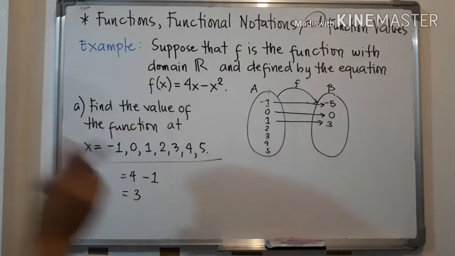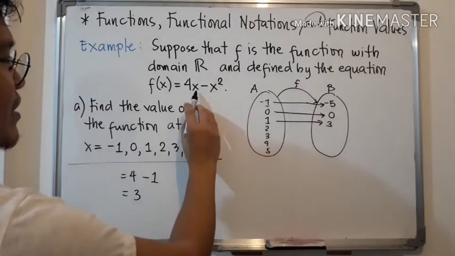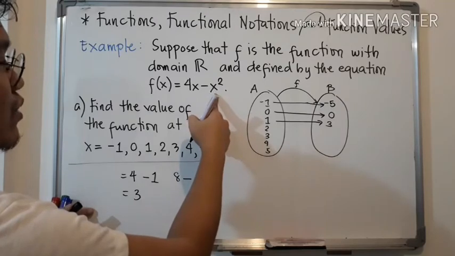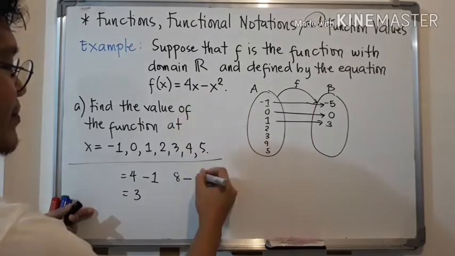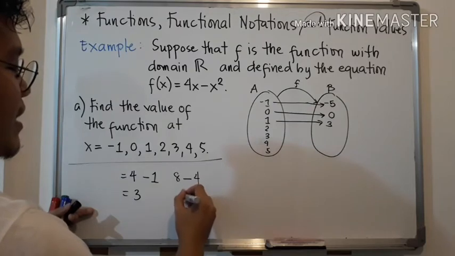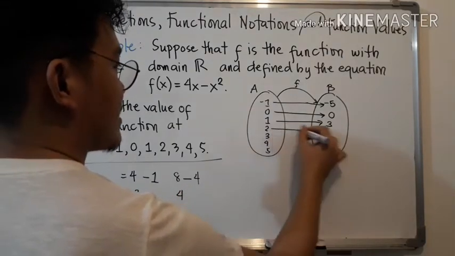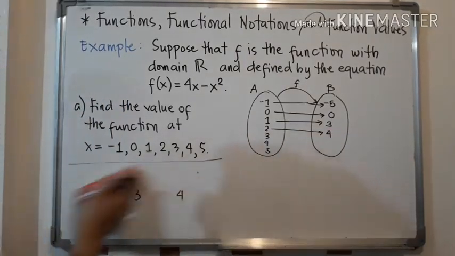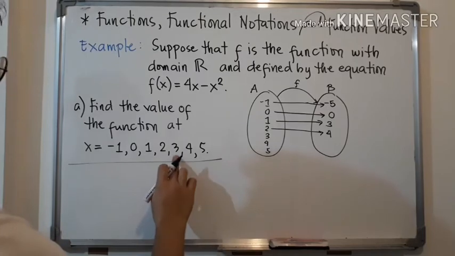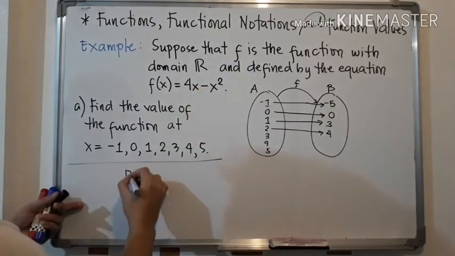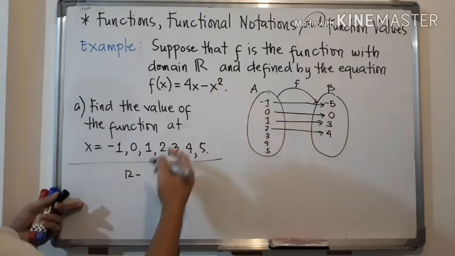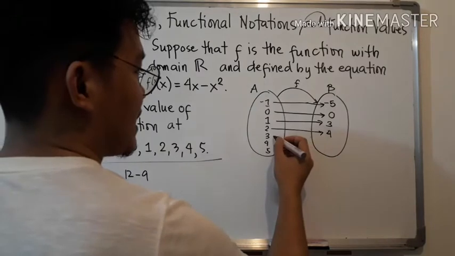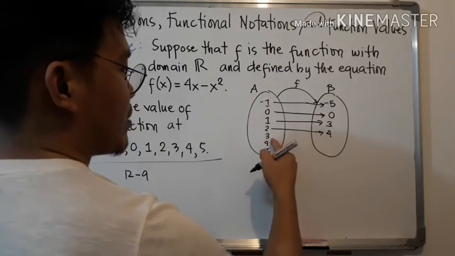How about for positive 2? Positive 2 times 4 is 8, minus 2 to the power of 2, which is 4. 8 minus 4 is positive 4. Therefore, positive 2 is paired with positive 4. How about for x equals positive 3? That is 4 times 3, which is 12, minus 3 to the power of 2, which is 9. So 12 minus 9 is 3. So 3 is paired with positive 3.